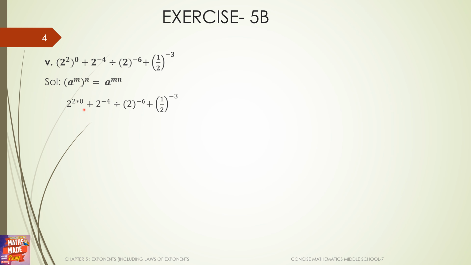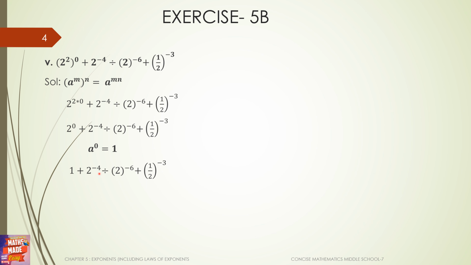2 to the power of 2 into 0. This is what, and remaining all I have done the same thing. I've made no change, so it becomes 2 to the power of 0. Now we all got this one, that is 2 to the power of 0 is 1. Since a to the power of 0 is equal to 1, just replace it with 1 plus 2 to the power of minus 4 divided by 2 to the power of minus 6 plus 1 by 2 whole to the power of minus 3, and remaining all terms I have written down as it is.